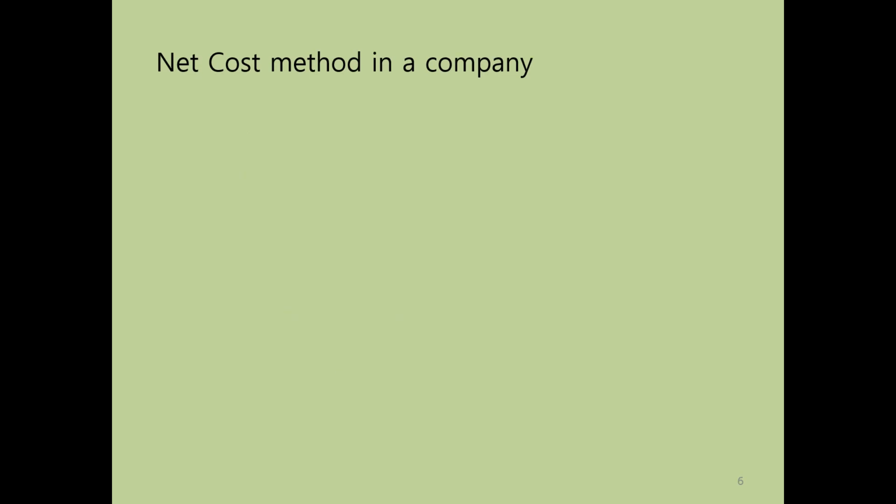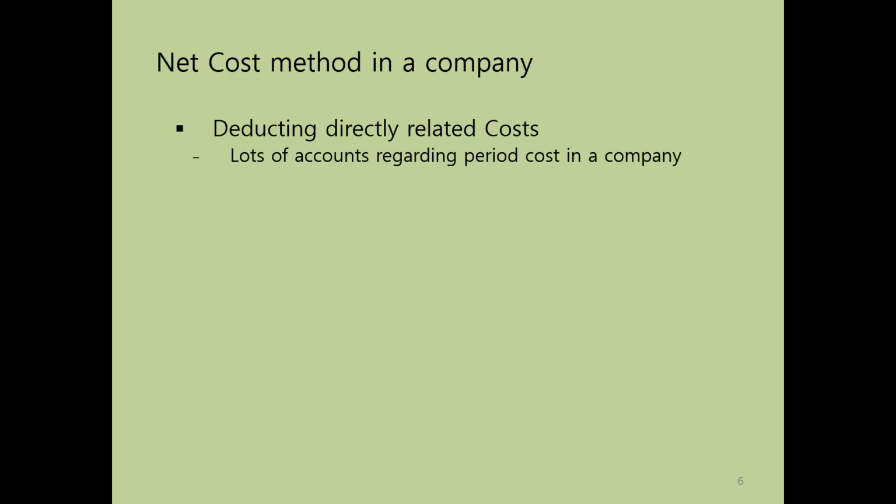Okay, next, we should deduct several costs, which include sales, promotion, marketing, royalty, and so on. We will start deducting directly related costs. There are a lot of accounts regarding period cost of the company in the general ledger. We need to sort and select all the accounts that belong to deducting costs. If we finish sorting and selecting the accounts, we should divide all the accounts into 3 again and allocate them to A, B, and C products.